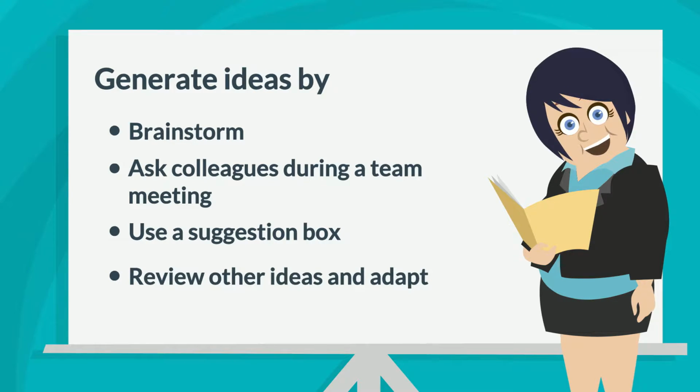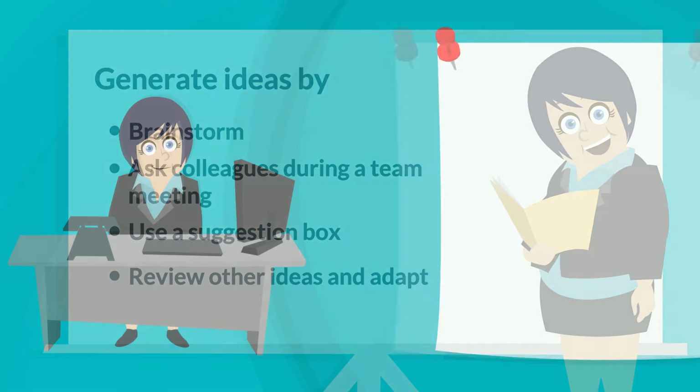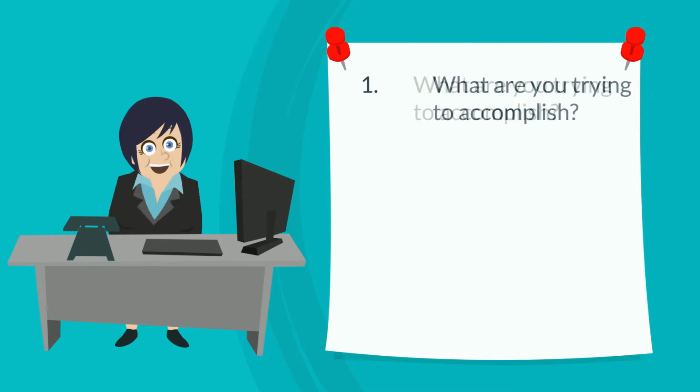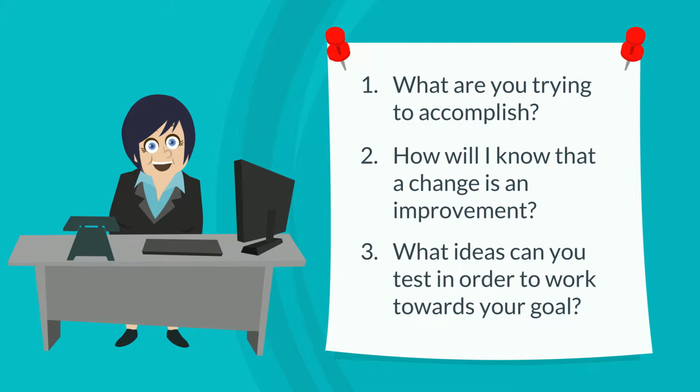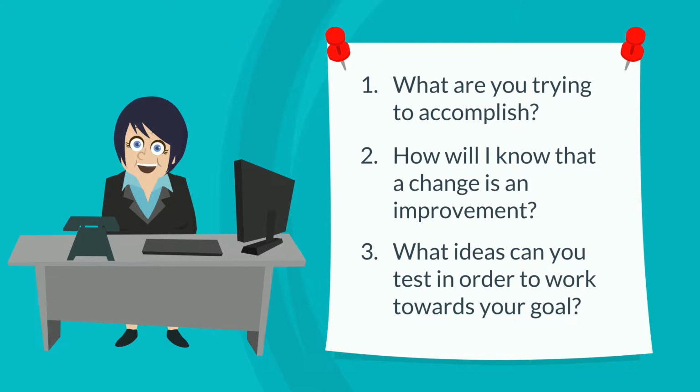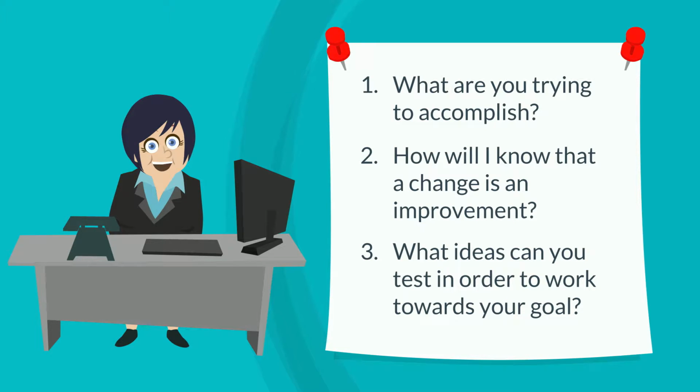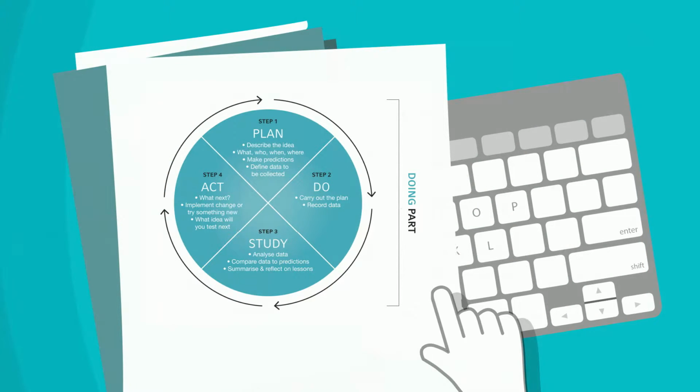Okay, I have answered the 3 fundamental questions, which are, what are you trying to accomplish? How will you know that a change is an improvement? And what ideas can you test in order to work towards your goal? What do I do next? Once you have come up with ideas, you can test one using a PDSA cycle. Approach it like a list of instructions. It helps to be as precise as possible.